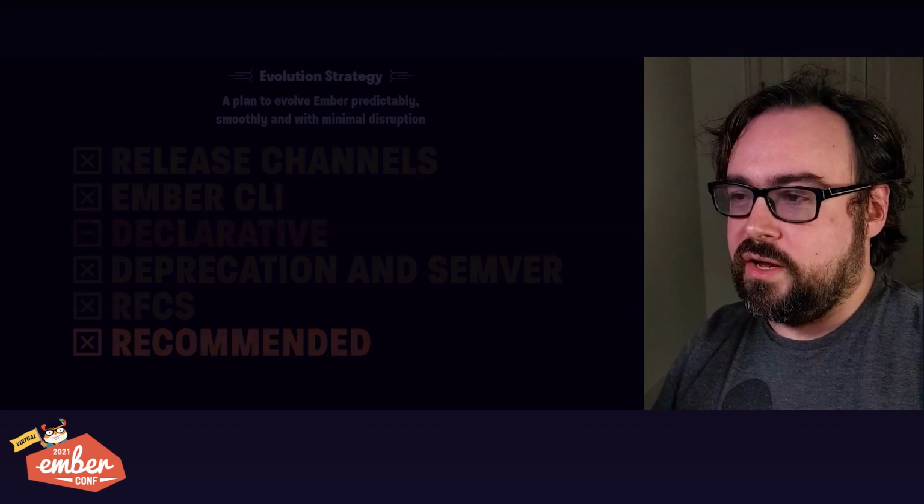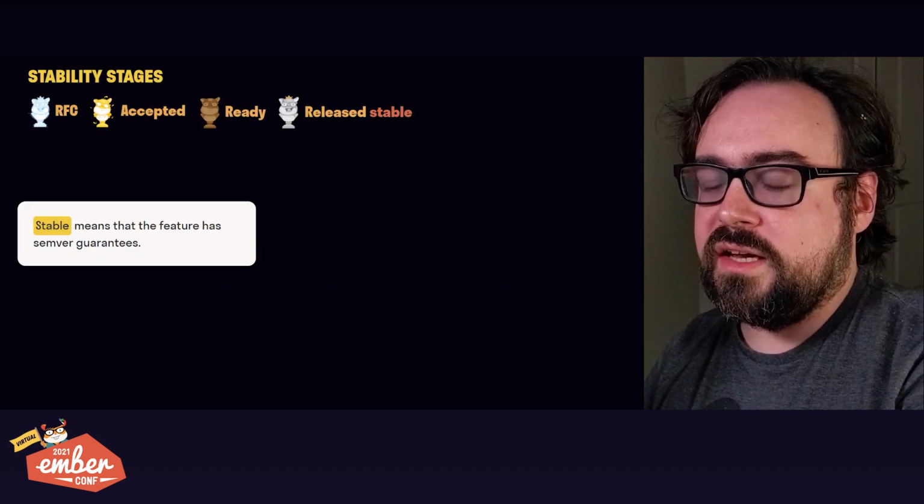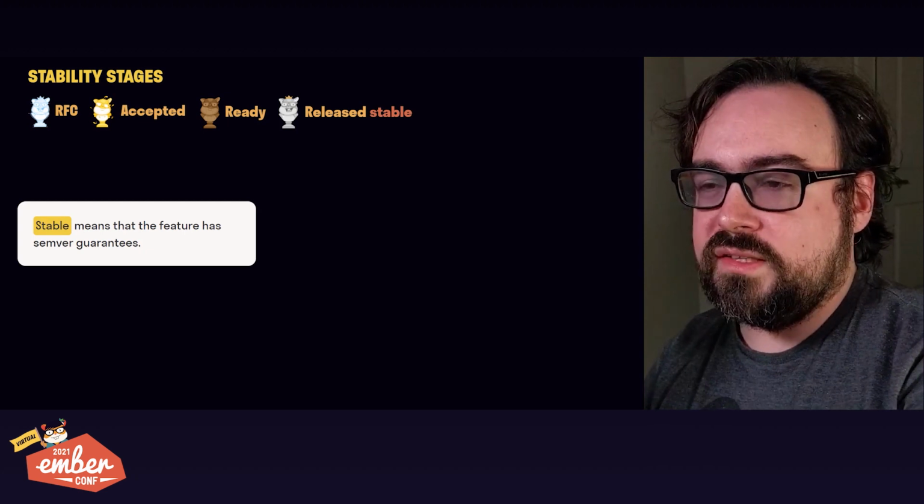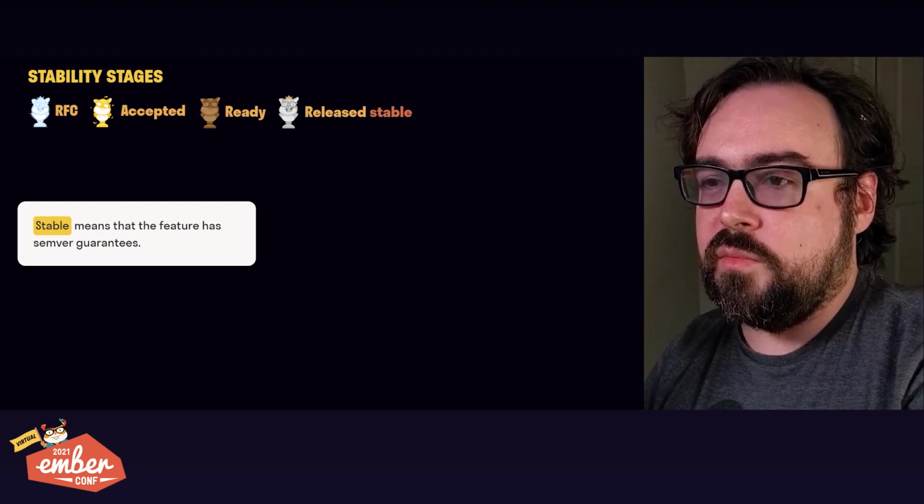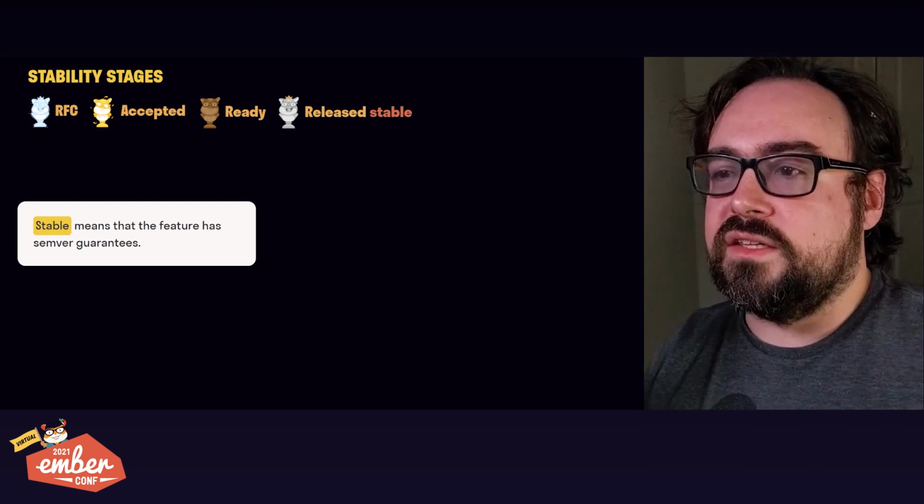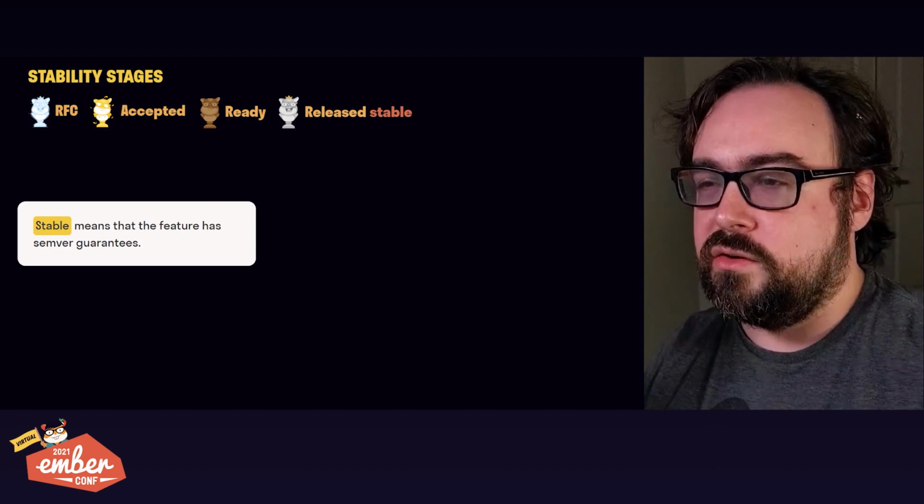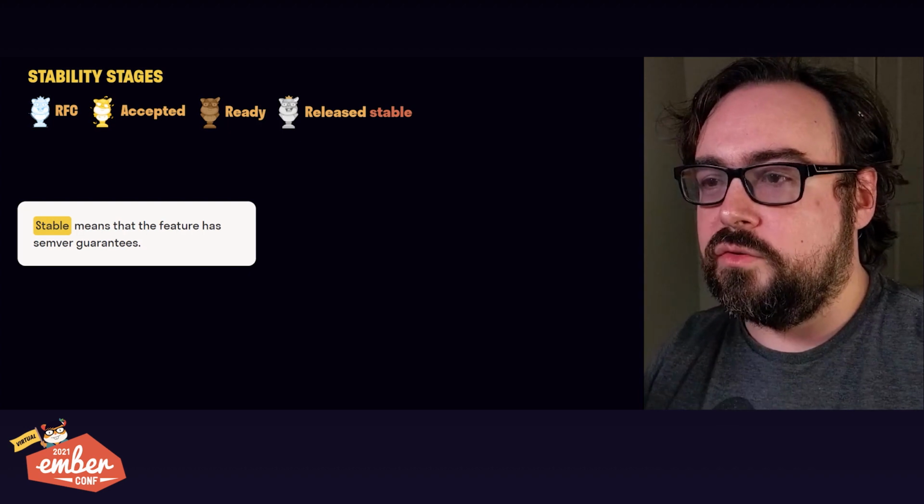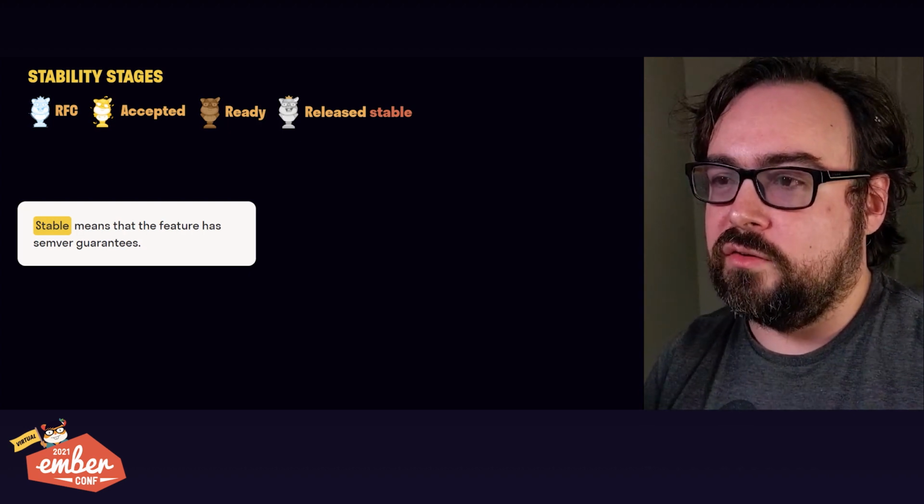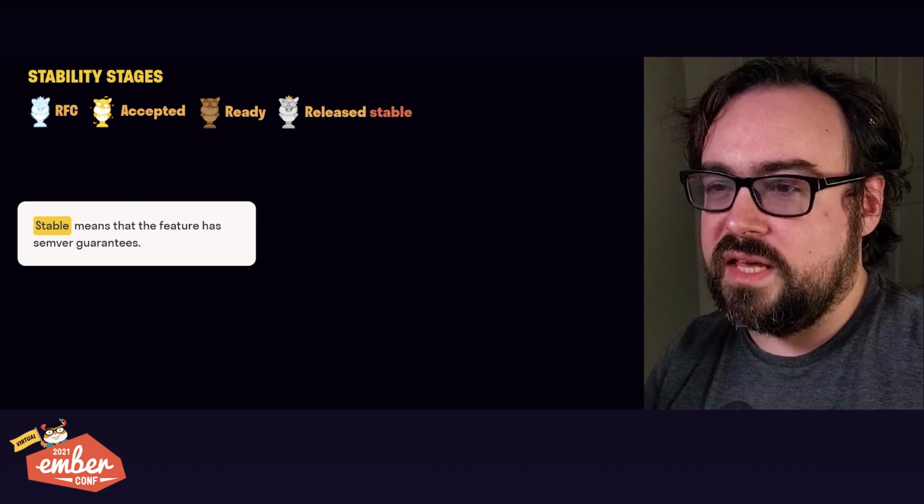So what's the whole picture now? First of all, we have stability stages. A feature starts out as an idea and becomes an RFC. When it's accepted by the team, it can be implemented behind a feature flag. When the team decides that they're ready to make a Semver commitment to it, they flip the flag and it makes it into the beta channel. After a 6-week shakedown cruise, it makes it into the release channel, and then we call it stable. Stable means the feature has Semver guarantees.